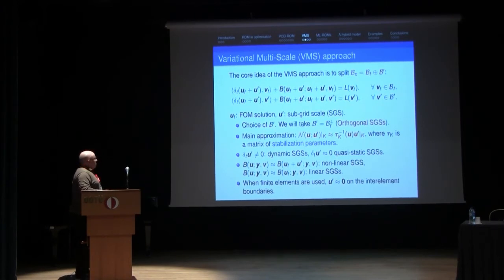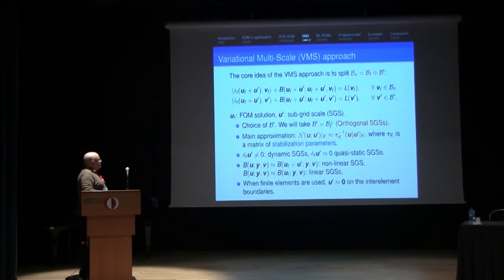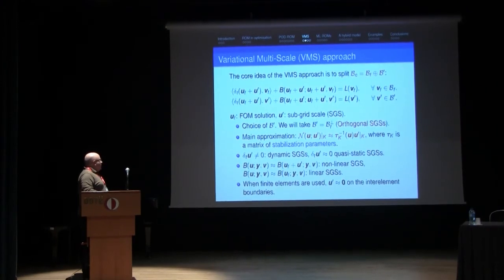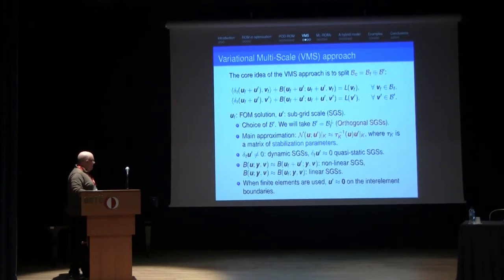So here we have to make several choices and approximations. The first choice is that we take this space of simplicities scales as the one that is orthogonal to the full order model. We call that orthogonal simplicities scales. The main approximation, in fact, is to approximate the operator N when you apply it to the simplicities scale. That is the key approximation. Of course, I will not enter the details of how to motivate that, but you can motivate that approximation somehow.